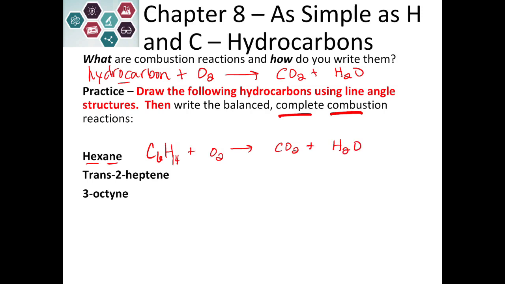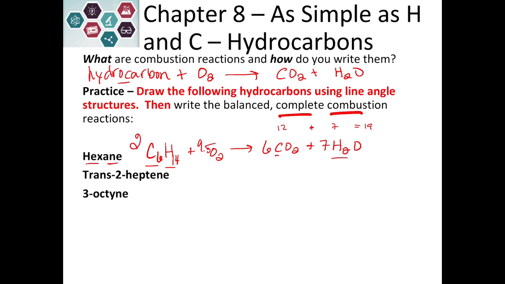So now if we try to balance this, we've got 6 carbons on the left, 1 on the right, so we'll put a 6 in front of the CO2. We have 14 hydrogens, 2 on the right, so I'll put a 7 in front of the H2O. Oxygens, we've got 12 plus 7 is 19. Half of 19 is 9.5. Remember, when you get a half, you multiply everything by 2 to get your final answer.